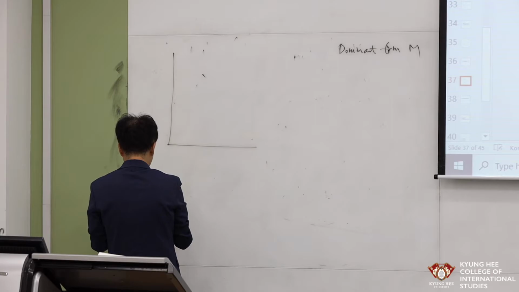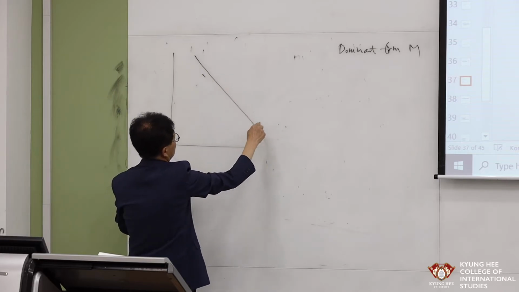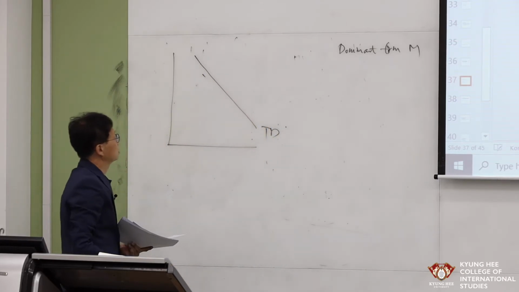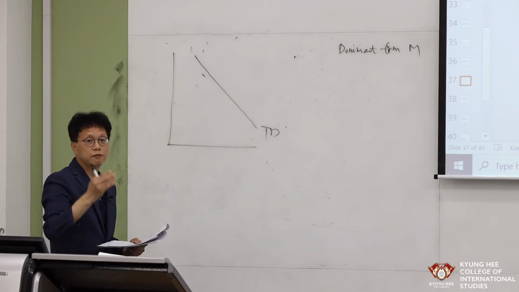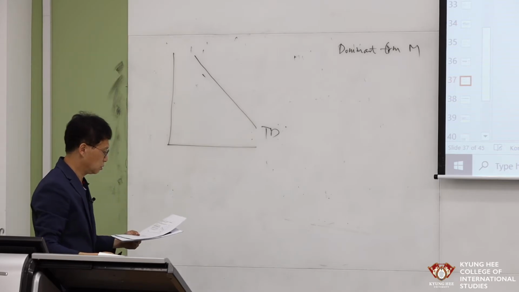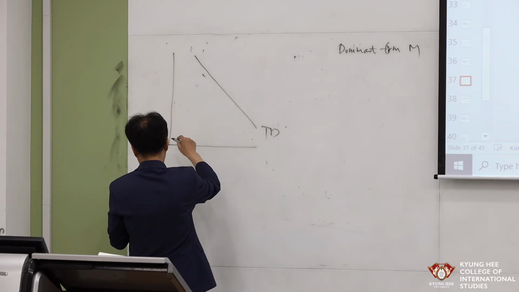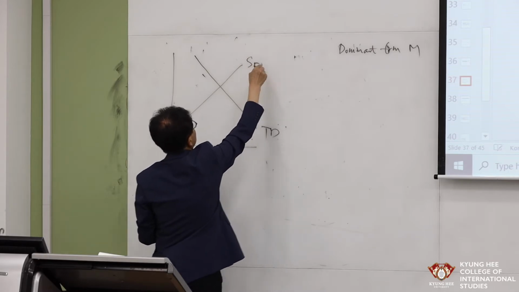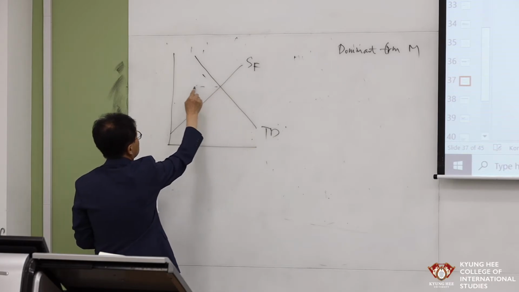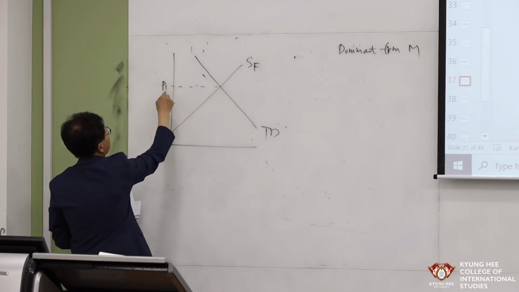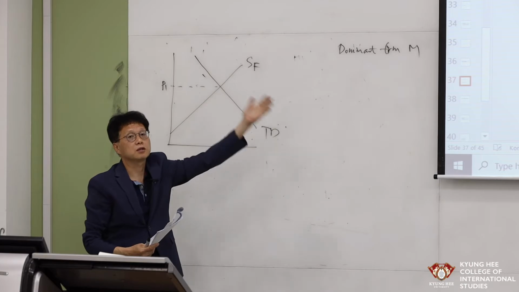The dominant firm's total demand is like this. That is total demand, market demand, or total demand by dominant firm plus fringe firms, right? And supply of firms is like supply of fringe firms, small firms. Right? So now we say the price. This price is P1. P1 is where total demand is satisfied by fringe firms' supply.